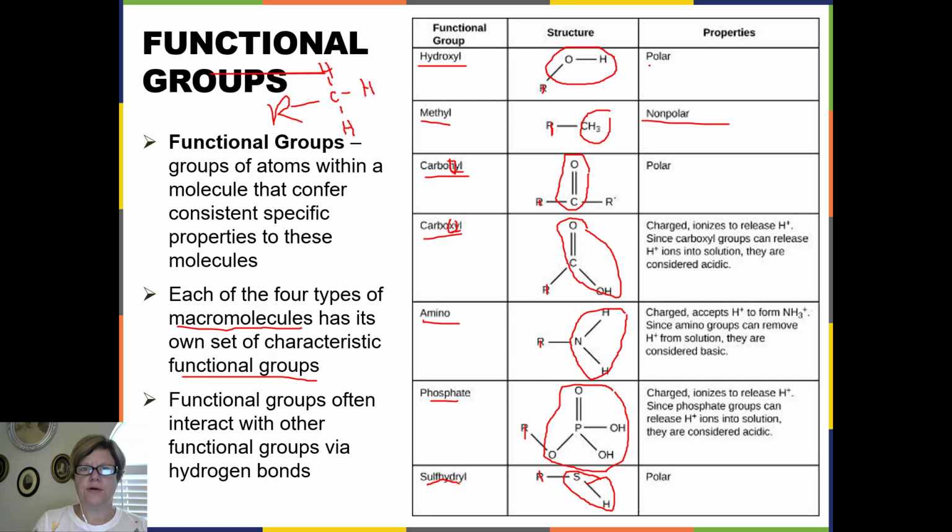The rest of them are either polar or take on a full charge. So carboxyl is a charged acidic. I'm underlining what I would really want you to know. Amino is charged and basic. Phosphate is charged and acidic. And sulfhydryl is polar.